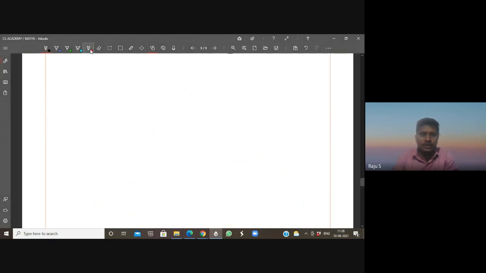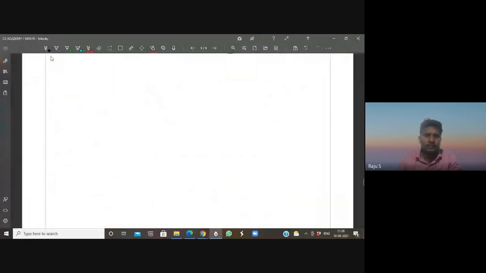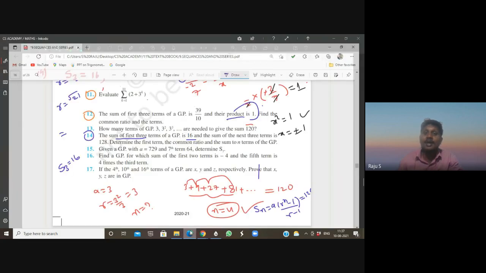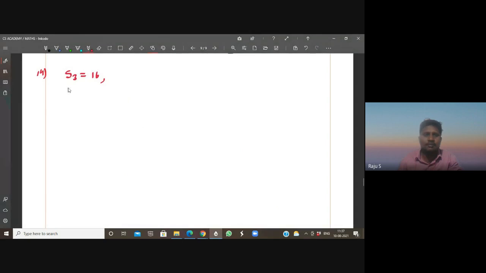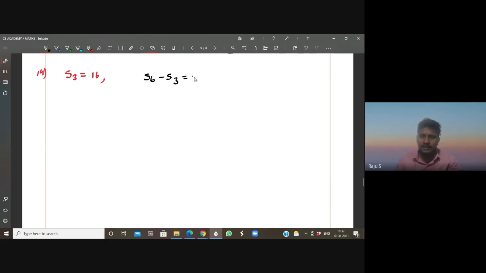See, students, in question number 14, the sum of first 3 terms is 16. But the next one is the sum of the next 3 terms. Next 3 terms means we just take the fourth, fifth, sixth terms. Total is S6. If you subtract the first 3 terms, we get the sum of 4, 5, 6, the remaining 3 terms alone.